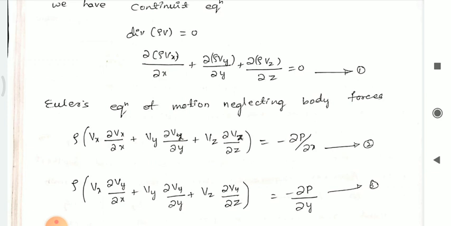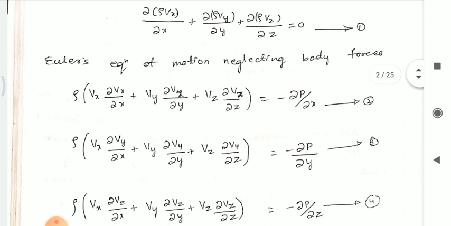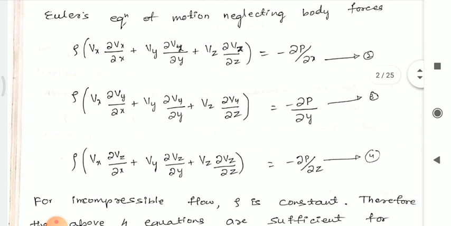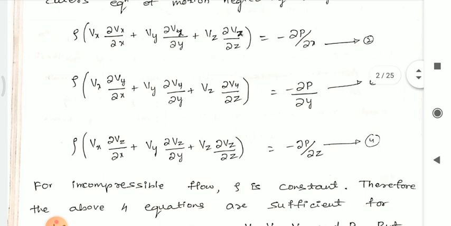So in the x direction, minus dou p by dou x can be written as rho into Vx dou Vx by dou x plus Vy dou Vx by dou y plus Vz dou Vx by dou z. Similarly, in the y direction, minus dou p by dou y can be written with Vy everywhere, and dou p by dou z if you take z everywhere. For solving incompressible flow problems, incompressible flow means rho is constant, so we don't have the rho term here.